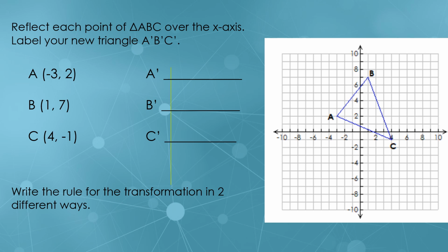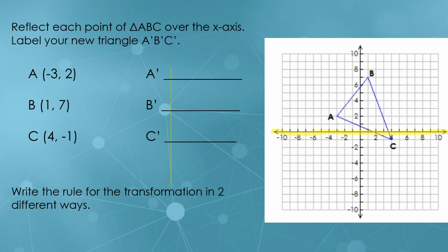All right, so for our first example, we're going to reflect triangle ABC over the x-axis. So first, make sure you know that the x-axis is this horizontal axis right here. And you can do this in 2 ways. You can count, or you can use the rule. Most students are going to prefer to count, so I'll start with that method, and then I'll show you how to use the rule as well. So A is at -3, 2. -3, 2 is 2 units above the x-axis.